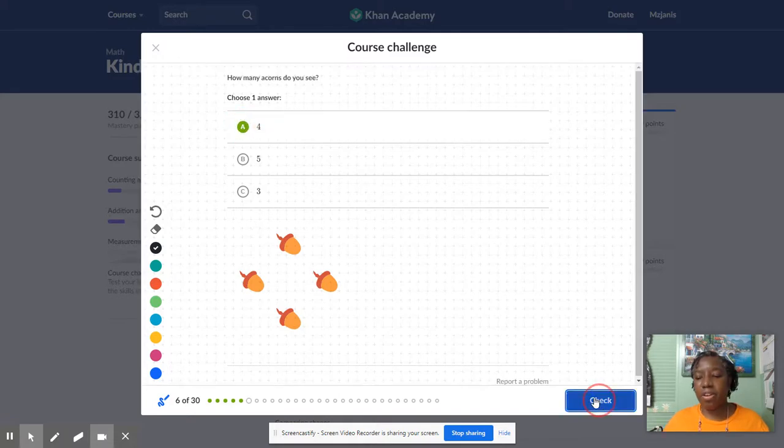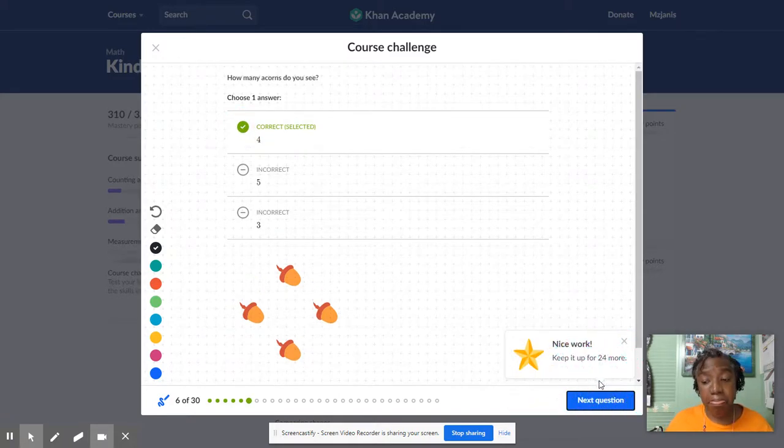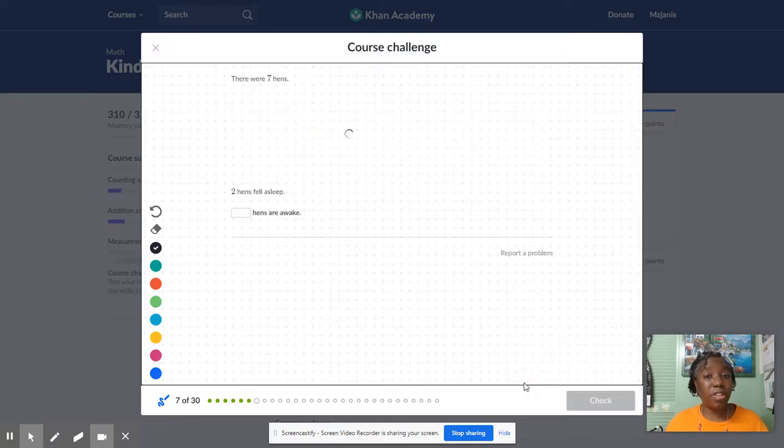Okay, let's check. So far, so good. And there are 7 hens. And one of the things that I try to do with kindergartners that have been with me in pre-K, or that have learned with me in pre-K, I literally try to let them figure out what this is saying.